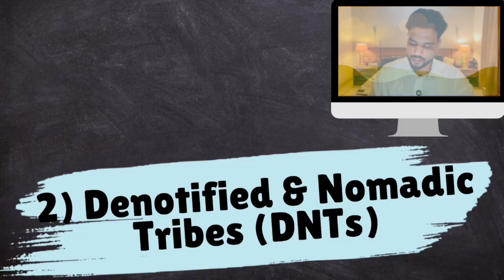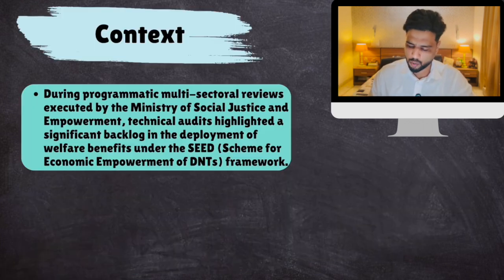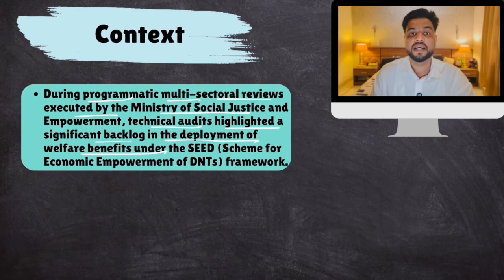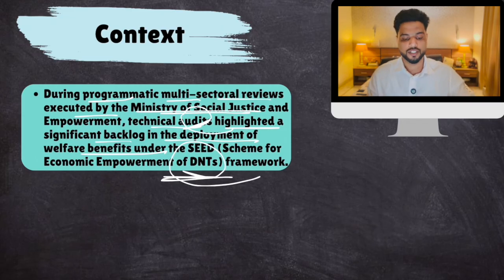Okay. So denotified and nomadic tribes. Most of the nomadic tribes, those who do not settle in one place, were called criminal only. During programmatic multi-sectoral reviews executed by the Ministry of Social Justice, technical audits highlighted a significant backlog in the deployment of welfare benefits that were due for these denotified tribes. So there were certain welfare benefits that were to be given to these denotified tribes. They were not even given. This was as per the audit conducted by the Ministry of Social Justice.